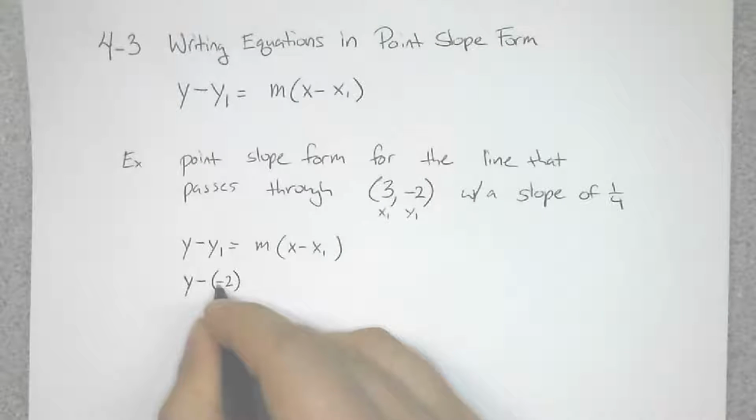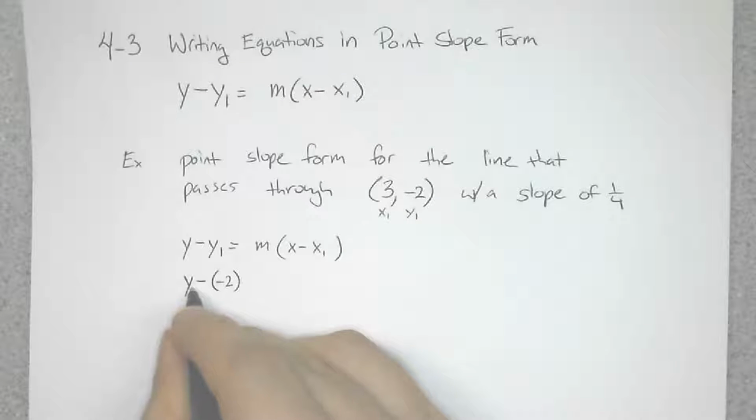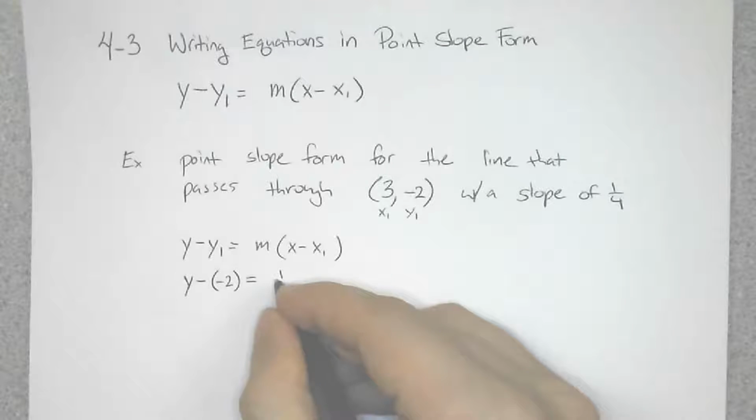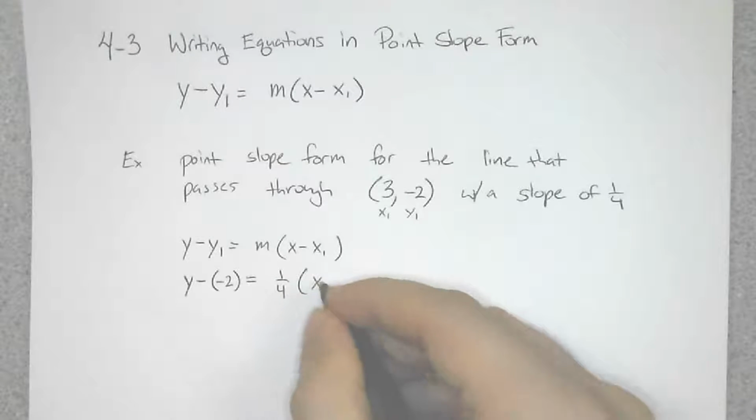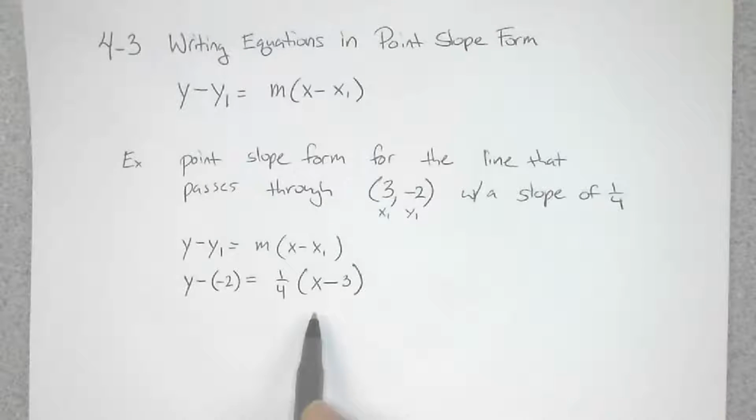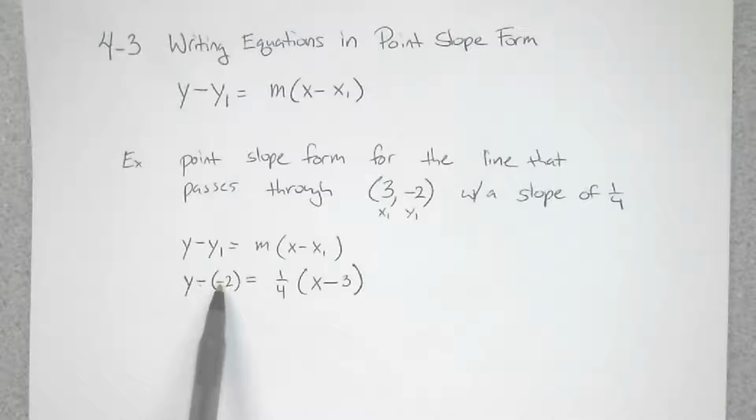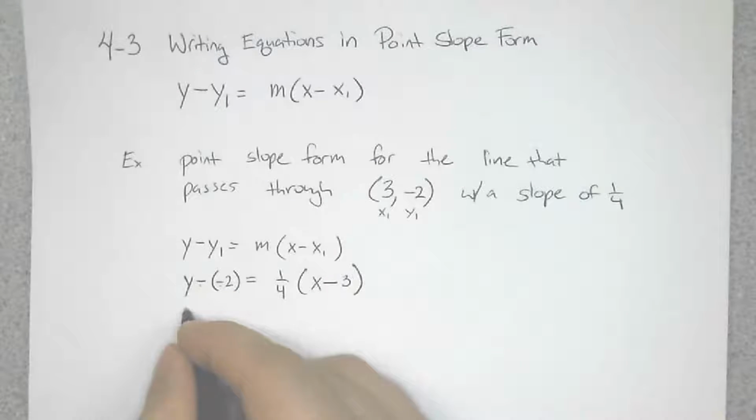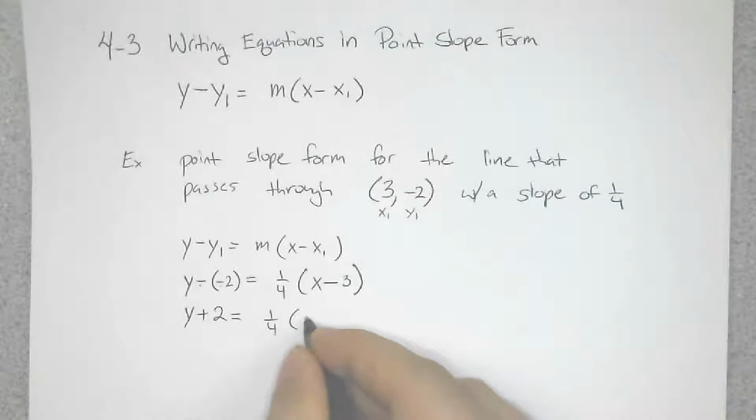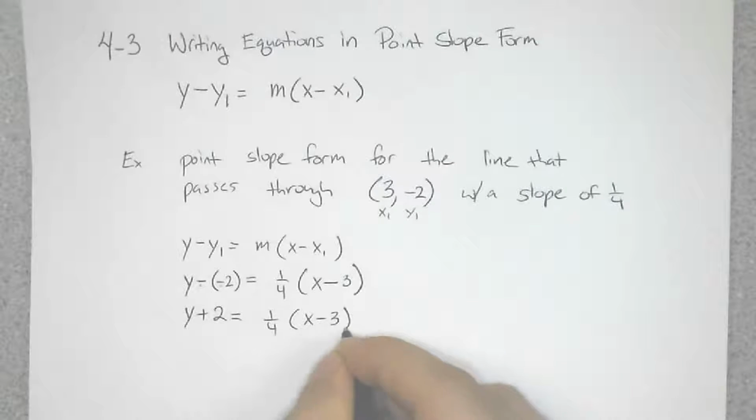Do not forget to put that negative sign right there. It's y minus -2, not y minus 2. Big difference. Our slope, they said, is 1/4. And we have x minus, our x1 is 3. And at this point, we're basically done. The only thing you could do here, really, to simplify this is, see how we have minus a negative? You don't want to have two operations next to each other. So remember, subtracting a negative is the same thing as adding, so we can rewrite this as y plus 2 equals 1/4 times the difference of x and 3.